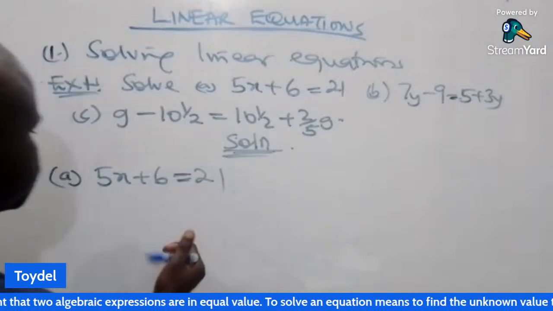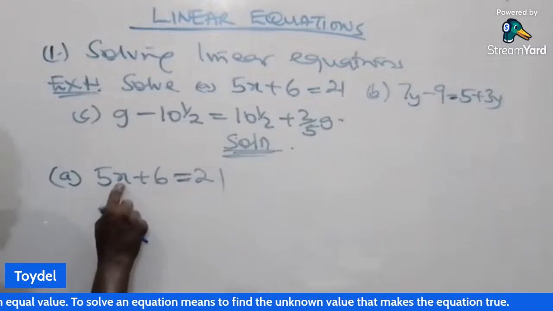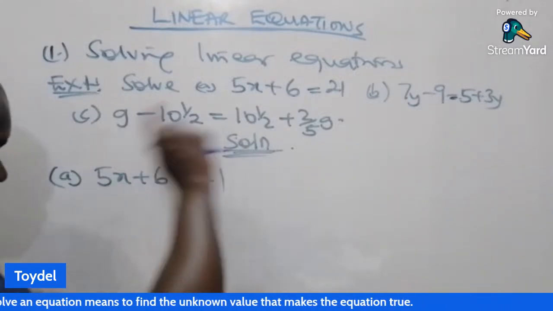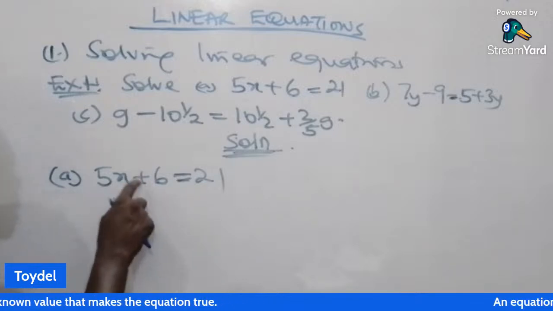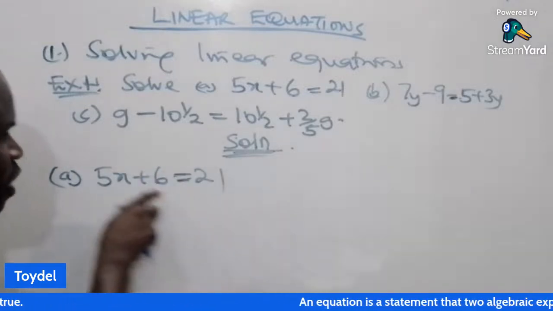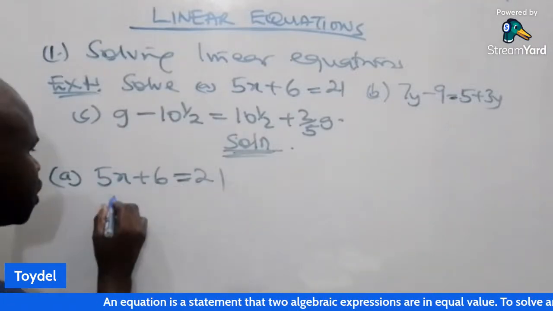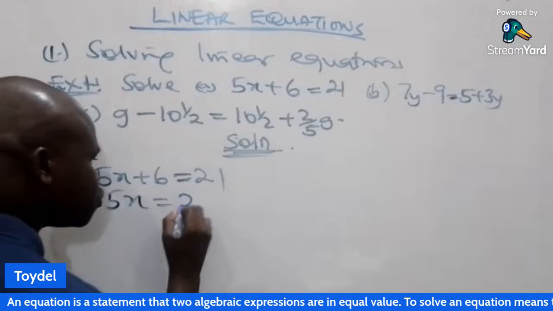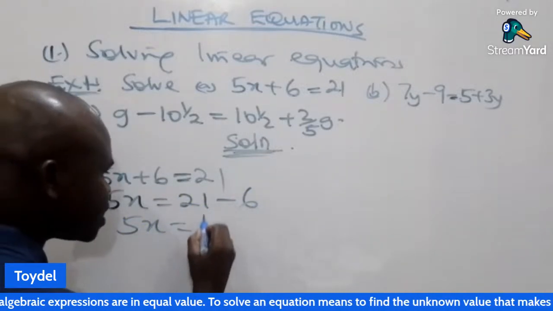So in this case, what do we do? We subtract this from both sides, or you transfer this constant, the one without x, to the other side. Initially it is plus here. By the time this plus crosses this equality sign, it becomes negative. And if it is negative, by the time it crosses this equality sign, it becomes positive. So here I'm going to have 5x equal to 21 minus 6. So 5x will now be equal to 15.